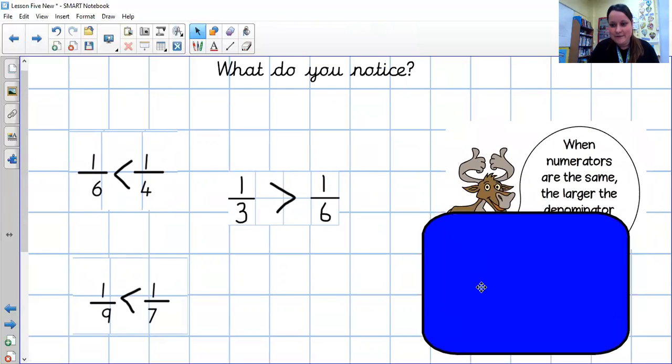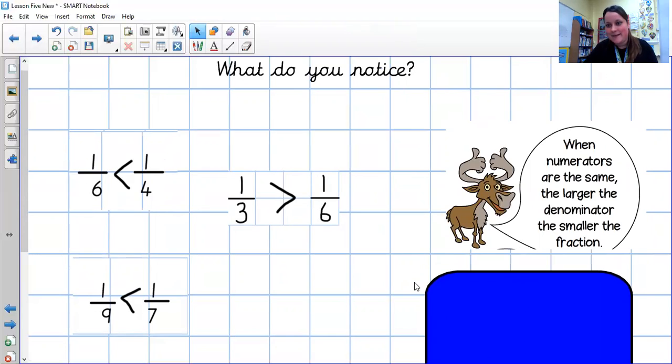So hopefully you have noticed, it's Colin this time helping us with our generalised statement, that when numerators are the same, so when we're comparing our unit fractions today, the larger the denominator, the smaller the fraction. Let's just check that. So when our numerators are the same, and today our numerators have been 1 because we are learning about unit fractions, the larger the denominator, the smaller the fraction. 6 is larger than 4, and 1/6 is smaller than 1/4.